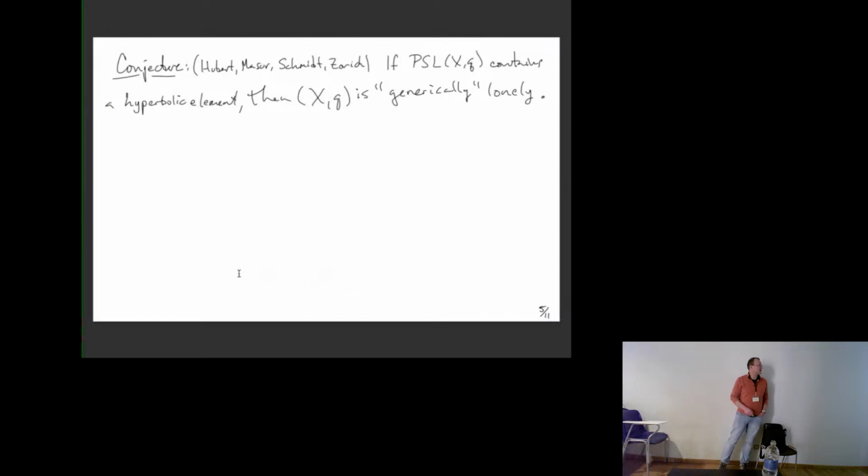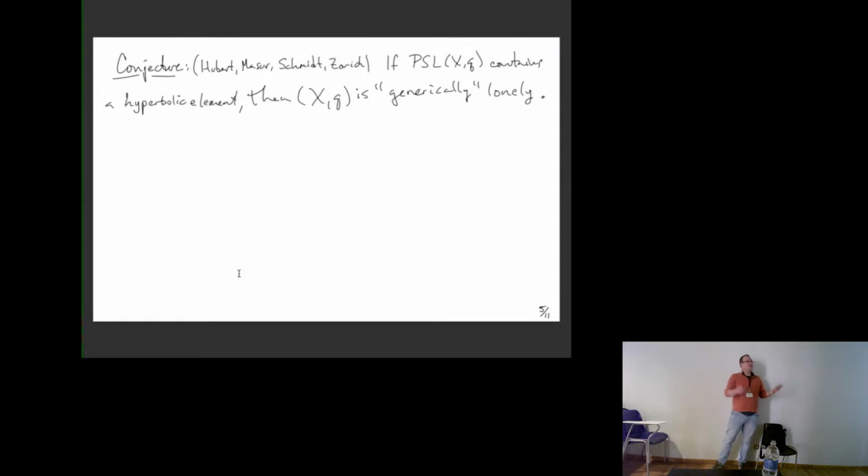And here's the conjecture that I mentioned earlier. I attribute it here to Veech, Masur, Schmidt, and Zorich. This was in one of their problem lists from, I don't know, 15, 20 years ago or something. I don't know if they came up with this problem, but this is the first place I've seen it written down. And it says that if this Veech group contains a hyperbolic element, then generically at least, this (X,q) is lonely. Okay, what's another way to say that?